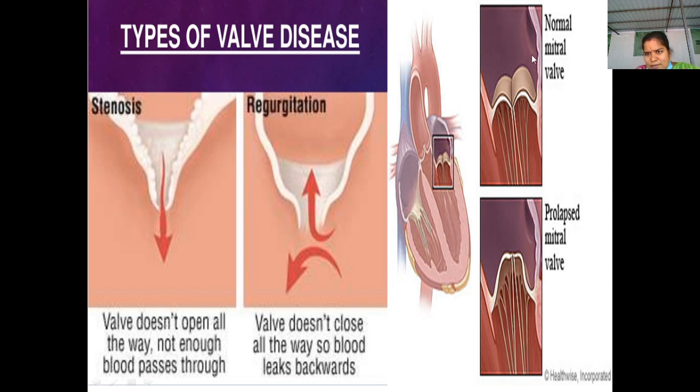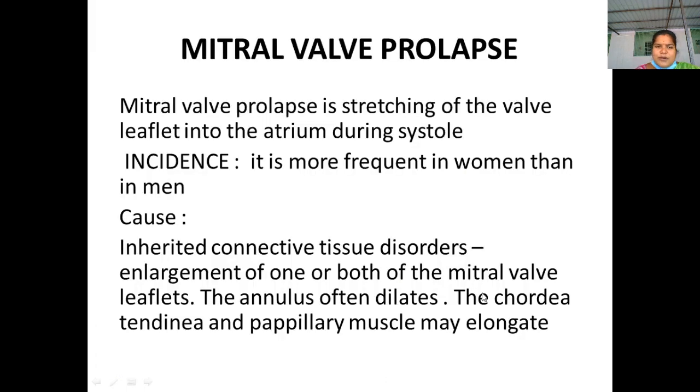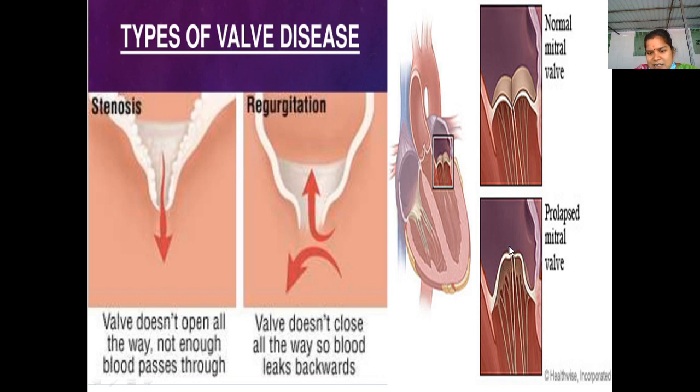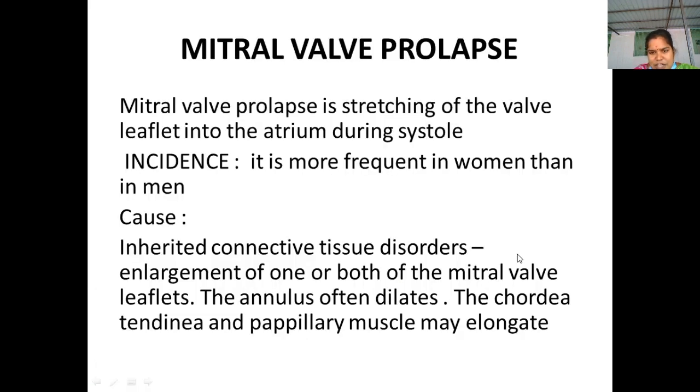In prolapse, compare it with a normal mitral valve. How will it look? The valve is outpouching, so the structure will be altered. Mitral valve prolapse is a stretching of the valve leaflet into the atrium. You have seen in the picture, no? The mitral valve stretches into the left atrium.